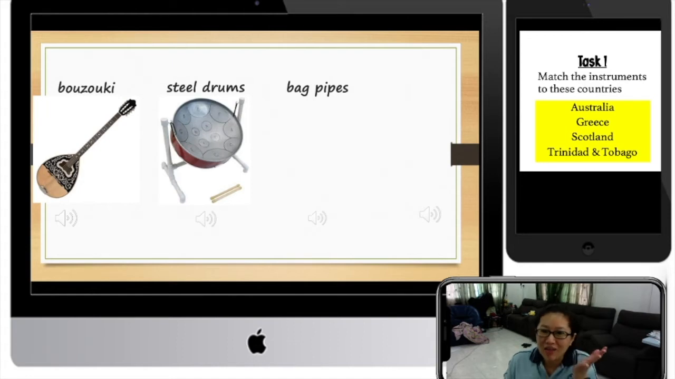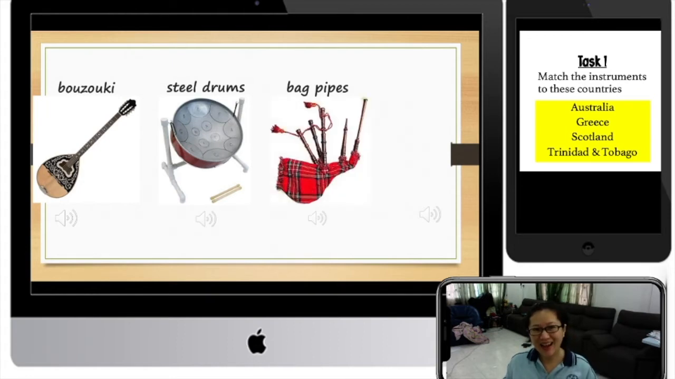Bagpipes. How does bagpipe look like? Ta-da! And this is how it sounds.